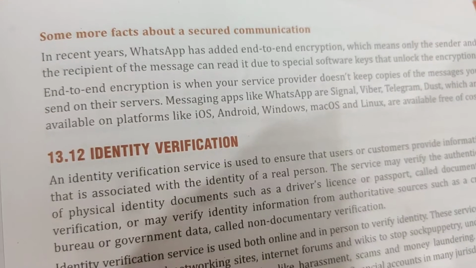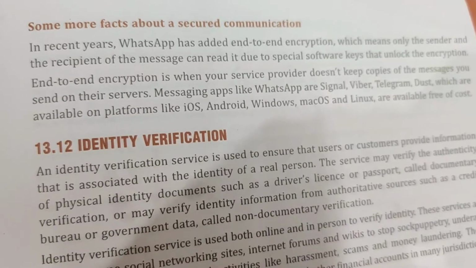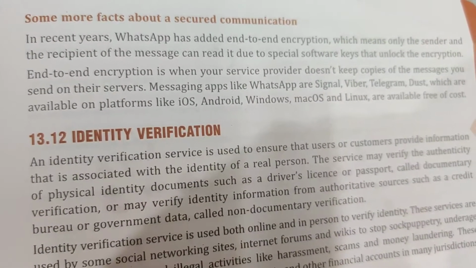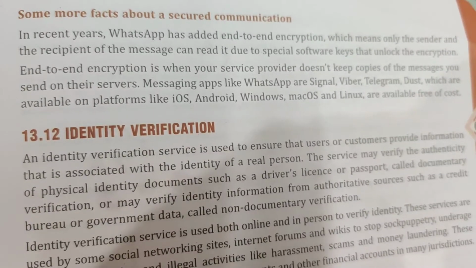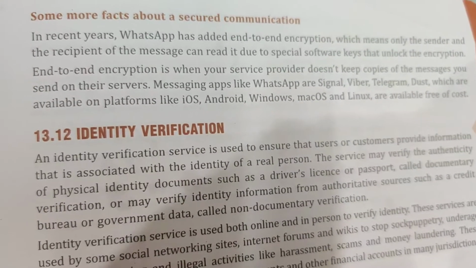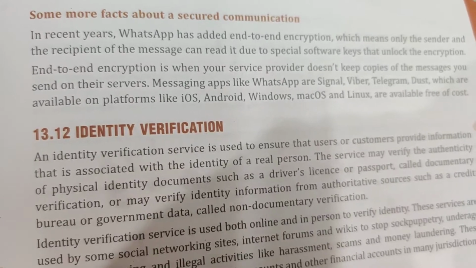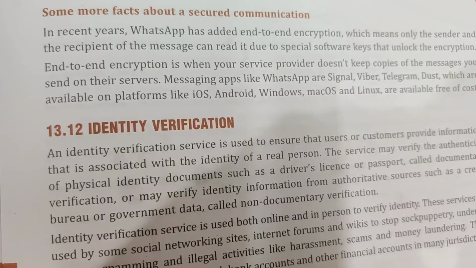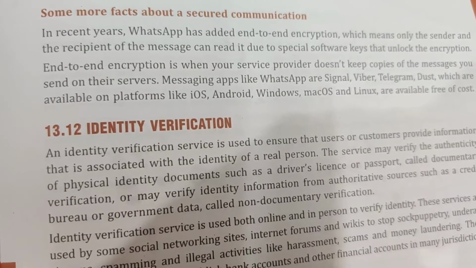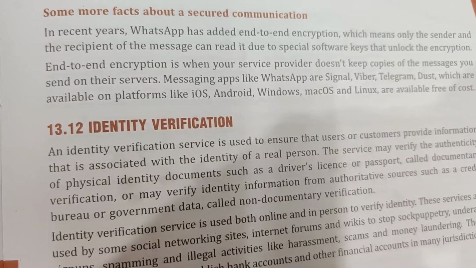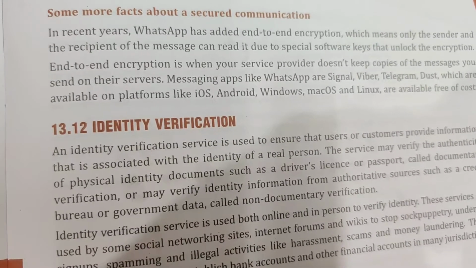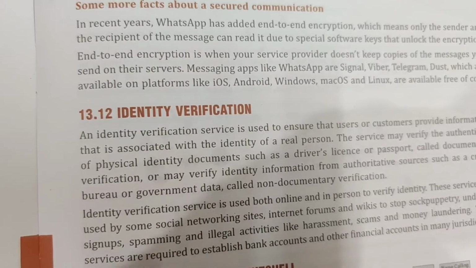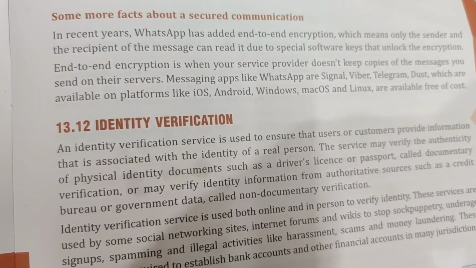So further, let's discuss some more facts about secure communication. In recent years, WhatsApp added end-to-end encryption, which means only the sender and the recipient of the message can read it, due to a special software key that unlocks the encryption. You can see that in WhatsApp there is also a security code. You just send the code to the person, then your conversation is secure and only both of you can see it. Nobody can hack your conversation.